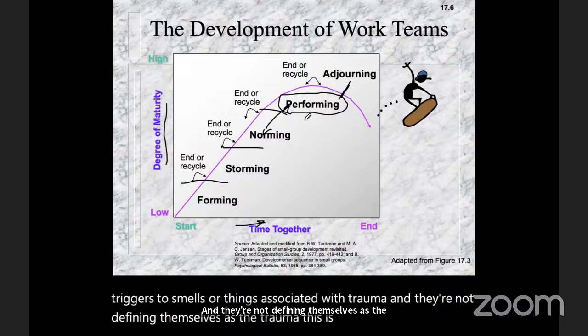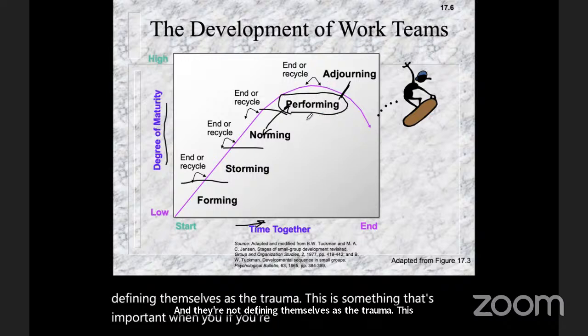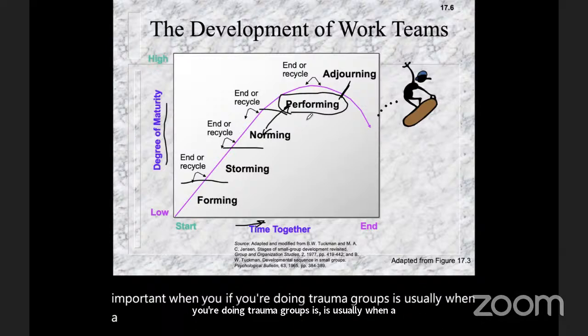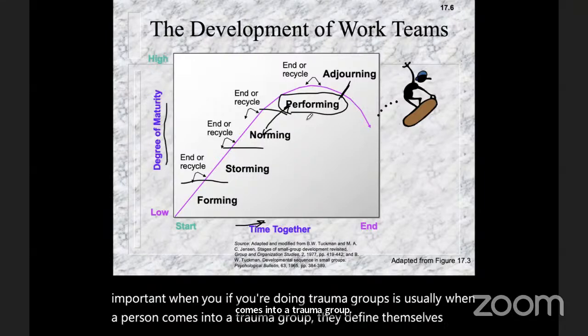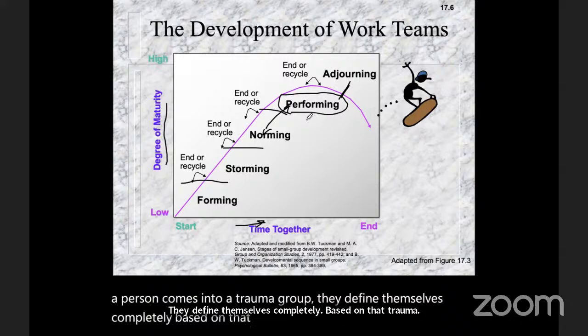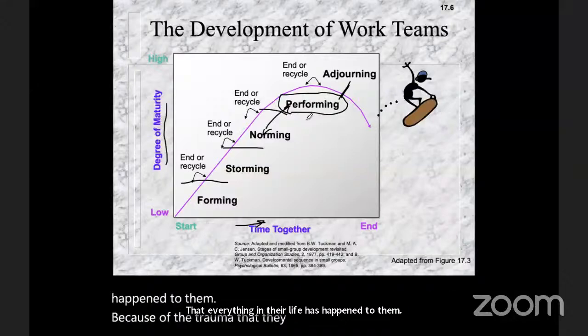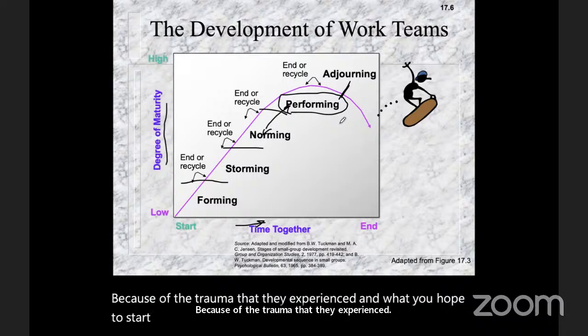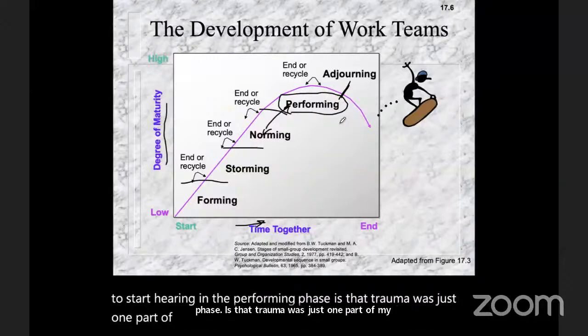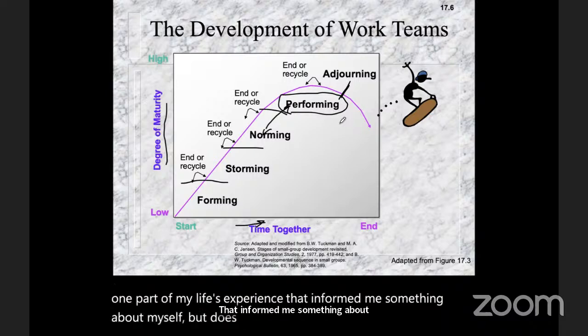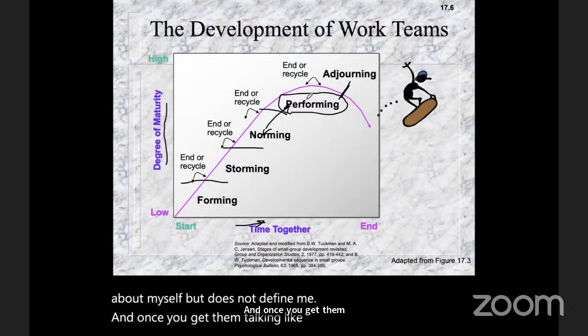This is important if you're doing trauma groups. Usually when a person comes into a trauma group, they define themselves completely based on that trauma, that everything in their life has happened to them because of the trauma that they experienced. And what you hope to start hearing in the performing phase is that trauma was just one part of my life's experience that informed me something about myself, but does not define me. And once you get them talking like that, you know that you're going through the performing phase.